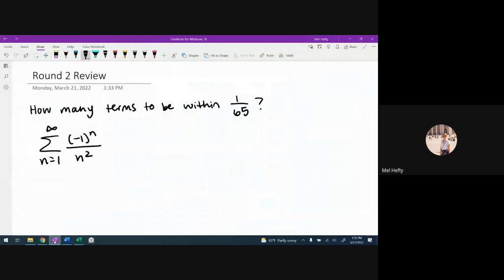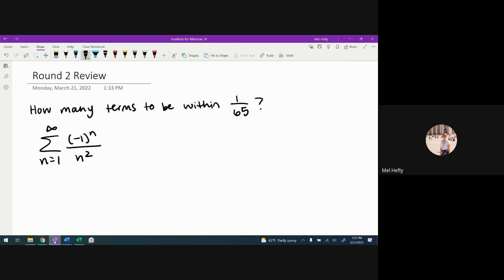All right. So I would recommend you do this one the lazy way. Does anyone know how you do the lazy way? No. All right. By accident. If you don't, what kind of error bound is this? What type of series is this for?